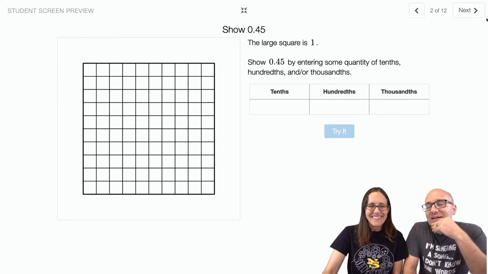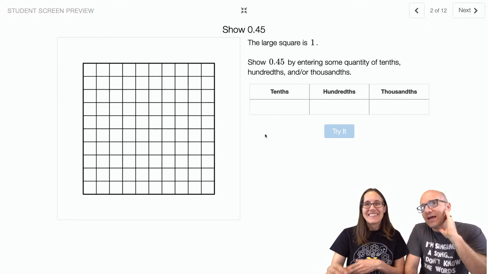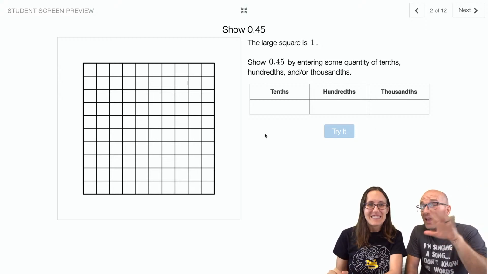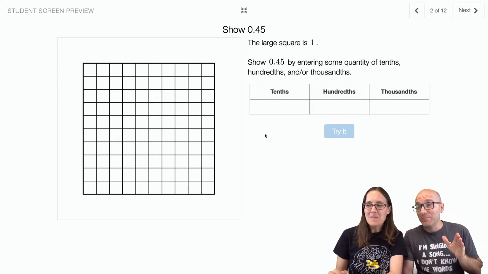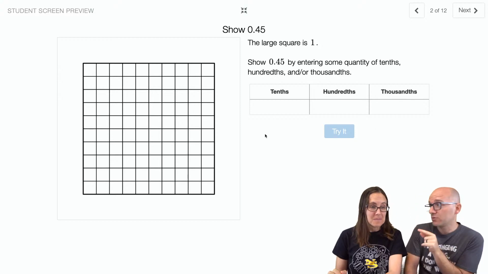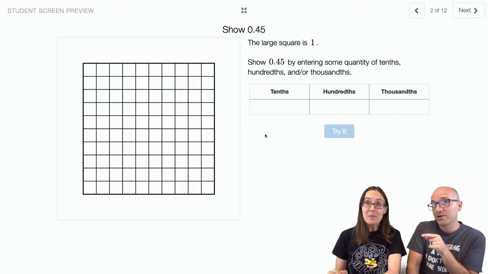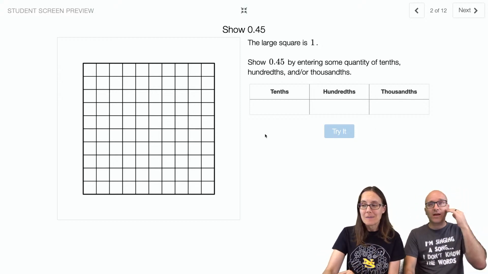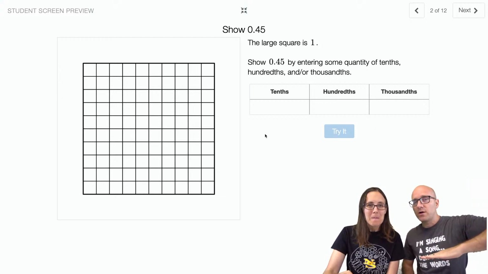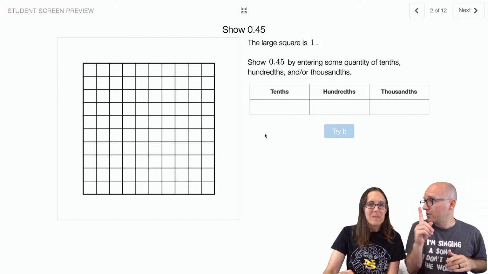Okay, so now we have this big square. If you count it out, you'll see that it's 10 by 10. So for a total of how many squares, Science Mom? 100, because 10 times 10 is 100. That's right. So that entire square represents 1 unit.